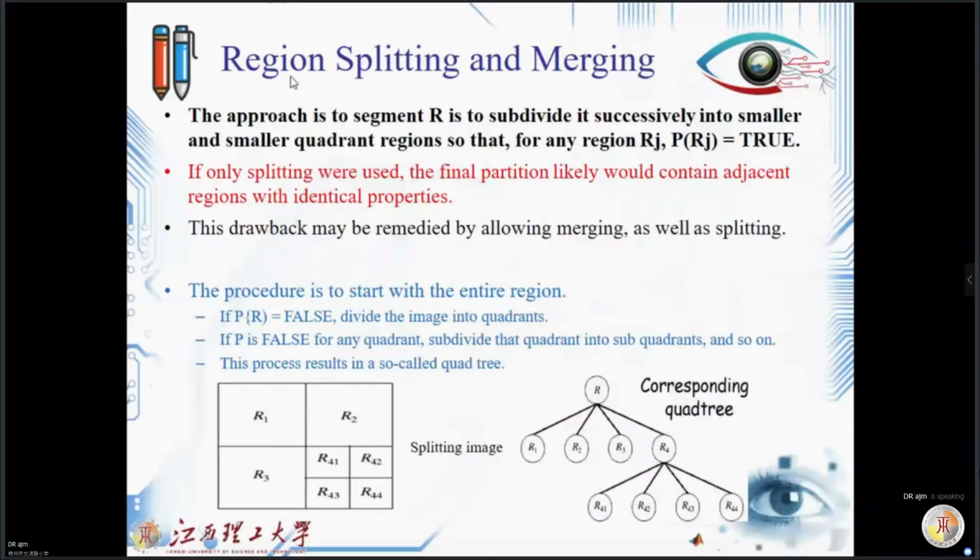Till now, what we understand is that in region-based segmentation, we start to make the regions or divide the image into some defined parts.